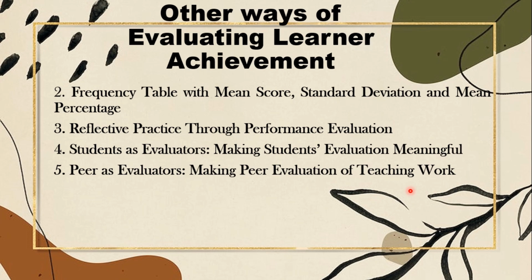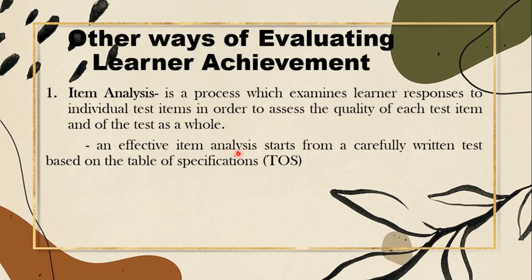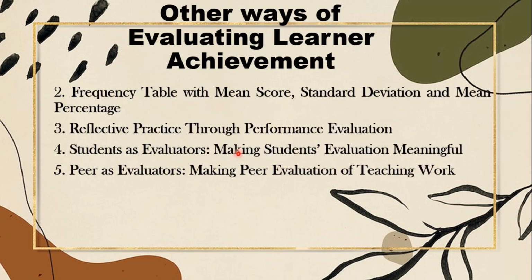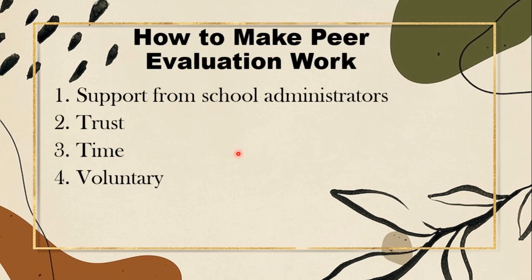So, a peer review is also part of the 360-degree assessment along with the teacher's students' evaluation, the self-review, and the manager assessment. It helps in pointing out the strengths and the weaknesses that the teacher faces at the ground level. These are the other ways of evaluating learner achievement. We have the item analysis, the frequency table, reflective practice, students as evaluators, and peers as evaluators. Let us now talk about how to make a peer evaluation.